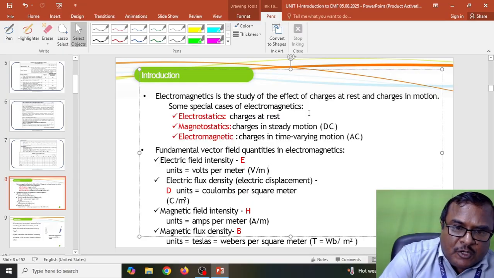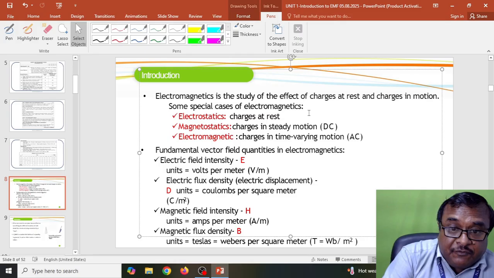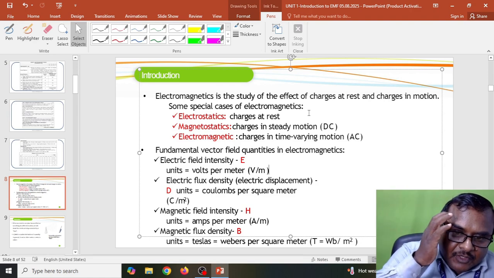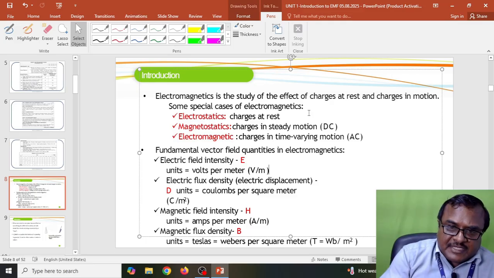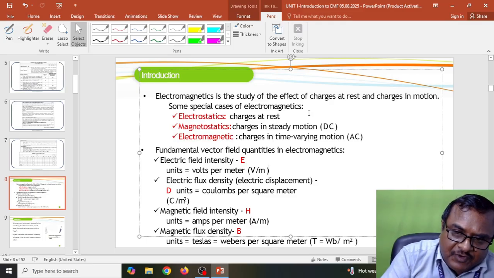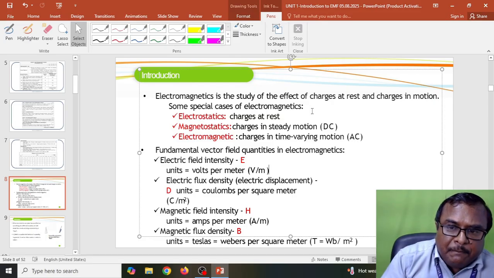Then in magnetostatics we have the magnetic field intensity H, whose unit is ampere per meter. And then the magnetic flux density is called B. The unit of B is Tesla. Tesla equals Weber per meter squared, that is magnetic flux density: flux in Weber divided by area in meter squared.